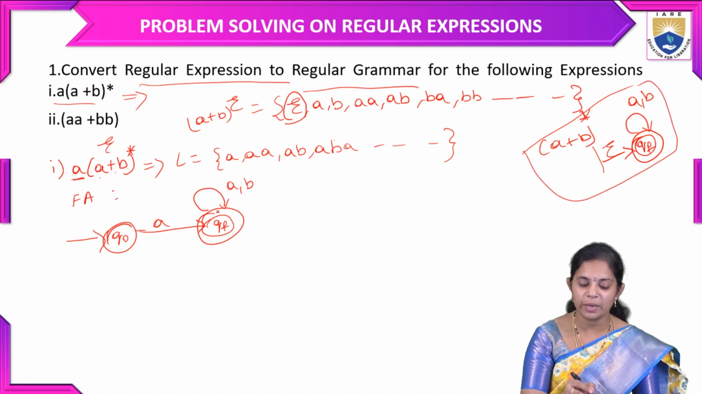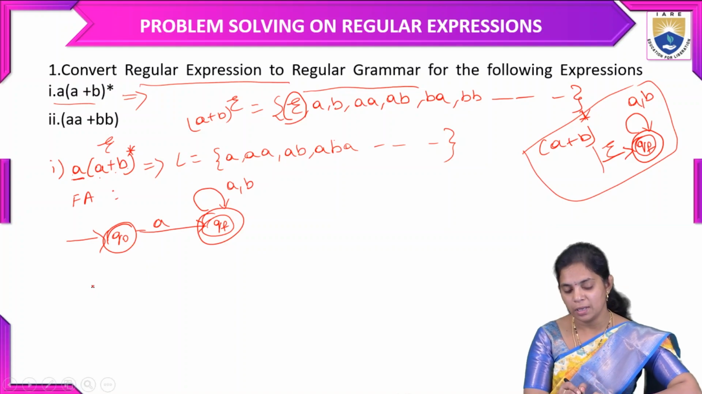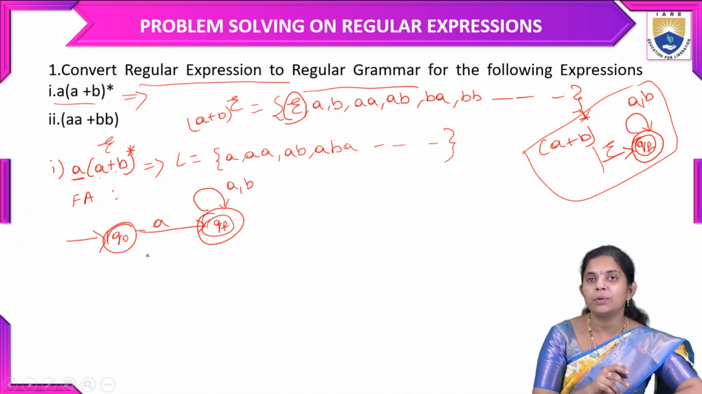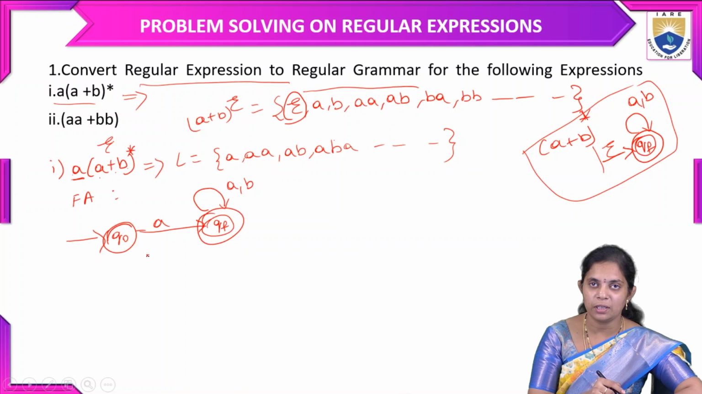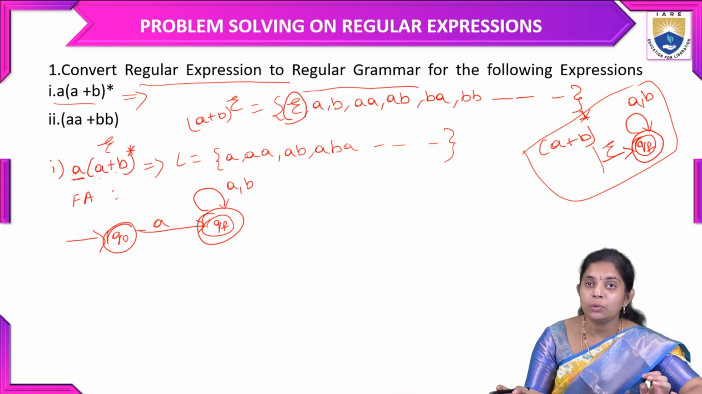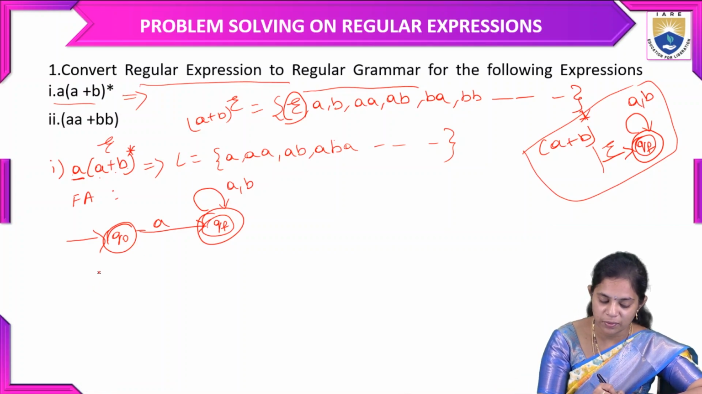And we are just combining these together and writing. So this is how we converted the regular expressions to finite automata. And now we need to write the transition functions first.